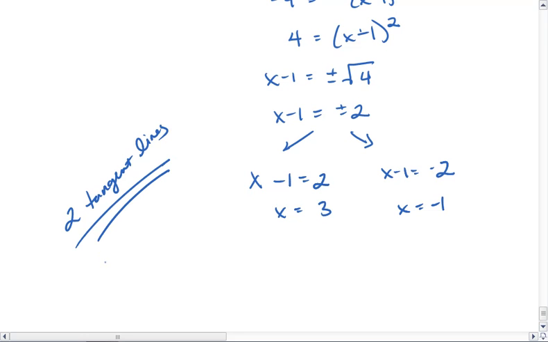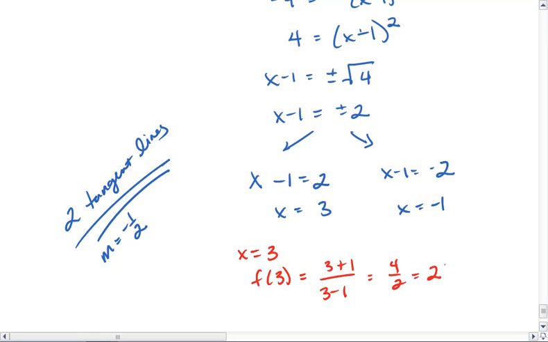We know both tangent lines will have a slope of negative 1/2. One is located at x equals 3 and the other at x equals negative 1. To find the exact ordered pairs, we want to plug these values back into the original function f. So f of 3 is 3 plus 1 over 3 minus 1, 4 over 2, which is 2. That's the ordered pair 3, 2.